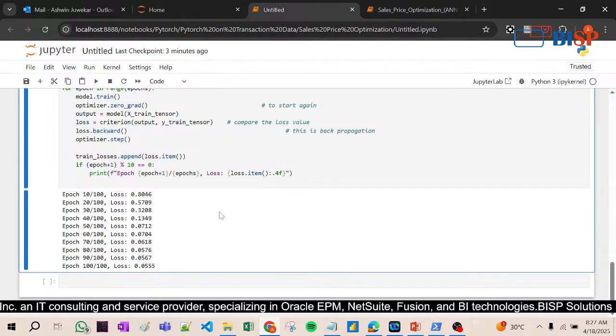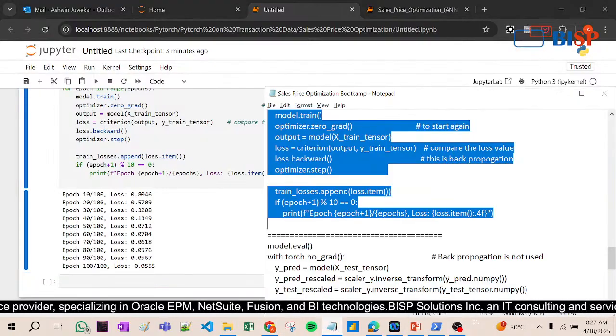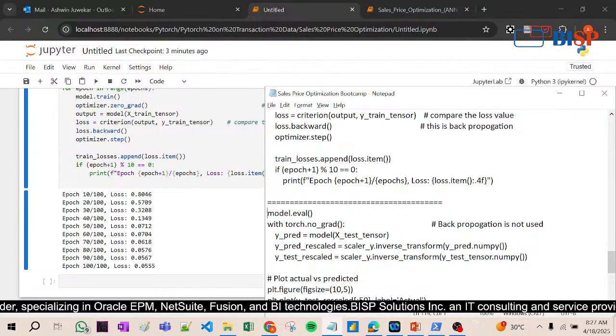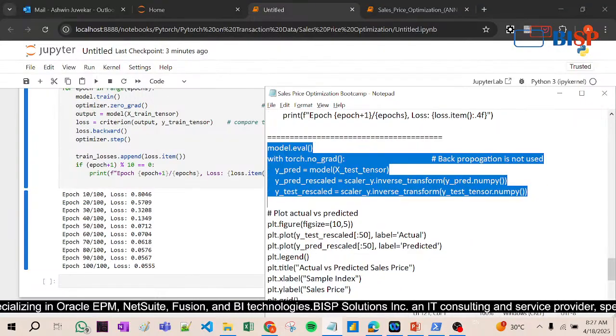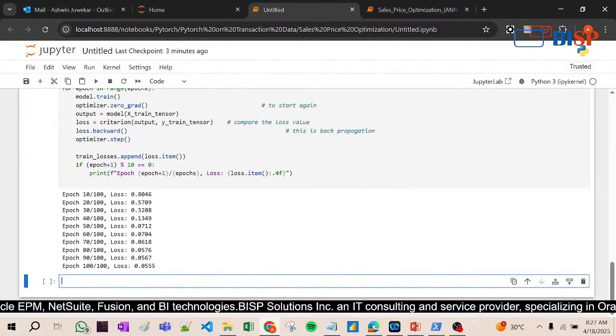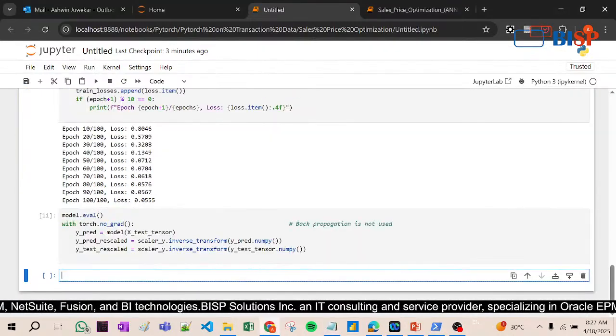Same thing is here. After every repetition, the loss is decreased because the model is training itself. Okay, so this is how it is done. And then model evaluation. Now we are evaluating the model, right? So let's look at this. Now see here, model.eval.